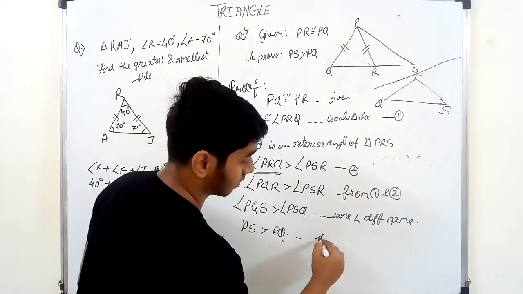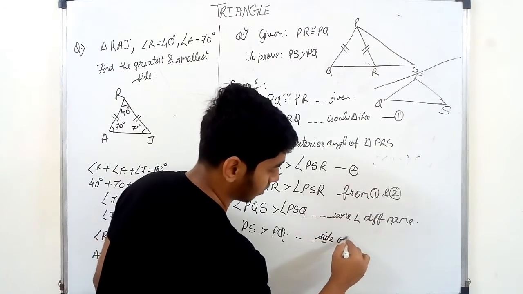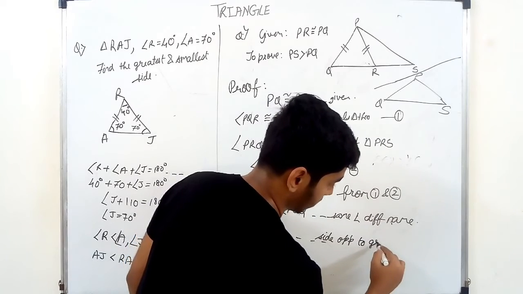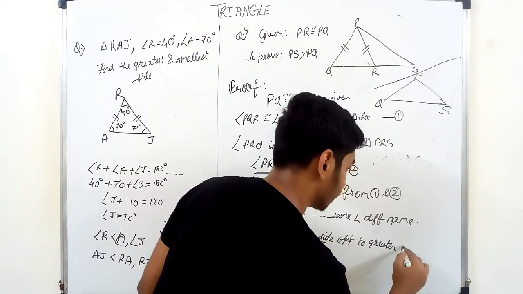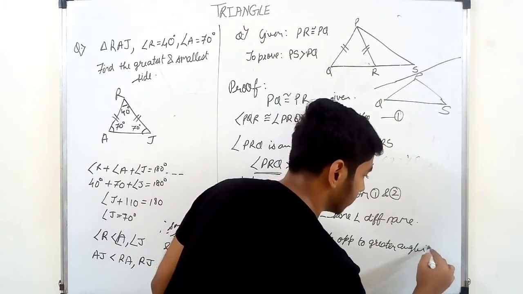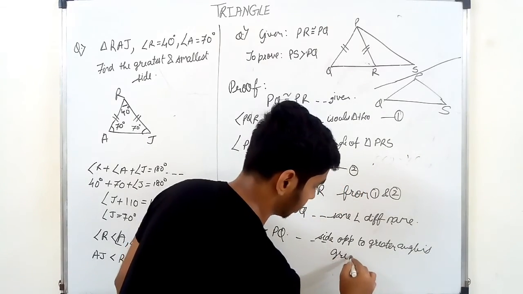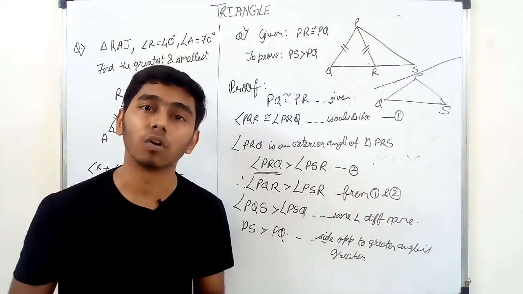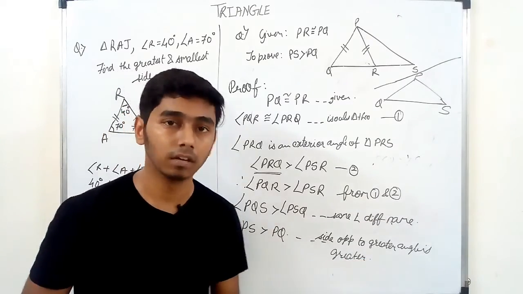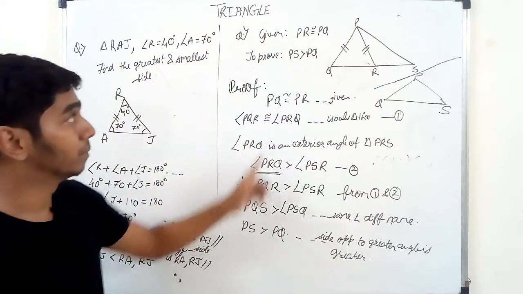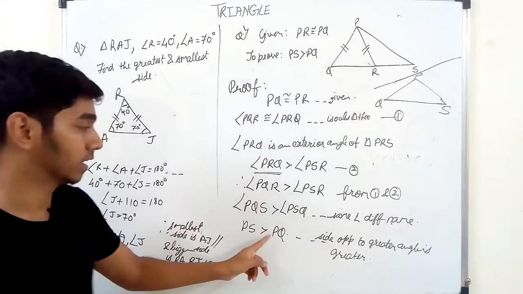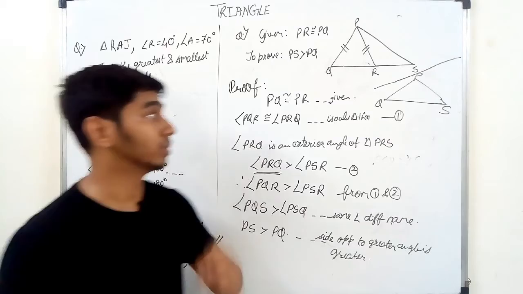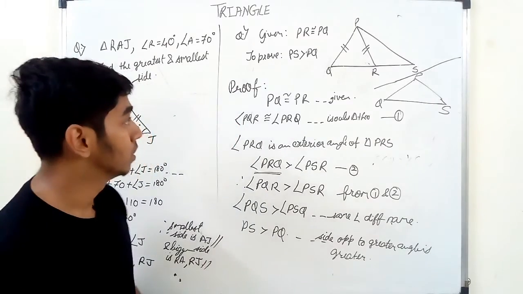Side opposite to greater angle is greater, and side opposite to smaller angle is smaller. So you can complete the statement. Okay, so here we are able to prove that PS is greater than PQ. I hope you have understood this question also.